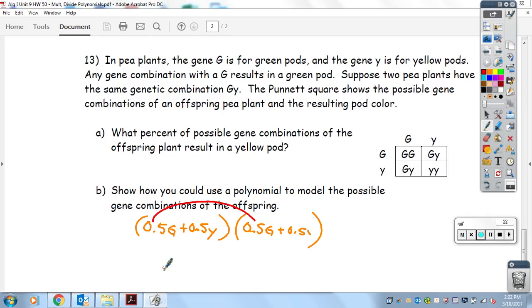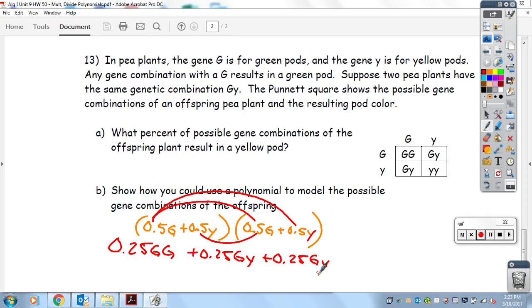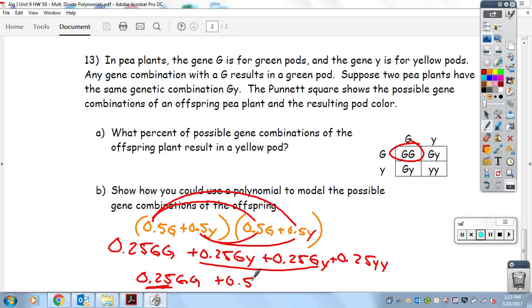0.5 G times 0.5 G is 0.25 G times G, or capital G squared. This one is 0.5 times 0.5 G times y, so it's 0.25 Gy, alphabetically. This one, 0.5 times 0.5, is 0.25 capital G lowercase y, putting them in alphabetical order. And the last one is 0.25 yy. Combining my like terms in the middle, that's 0.5 Gy. In other words, there's a 25% chance you're both capital G's, both dominant. There is a 0.5 or 50% chance that you are hybrid. And there's a 0.25 chance that you're yy, or 25% chance, both recessive. So that's how we can use the math with the percentages and the probabilities to figure that out.